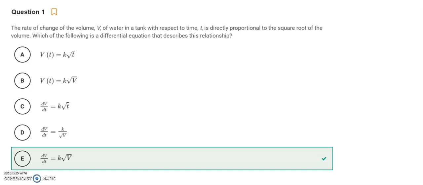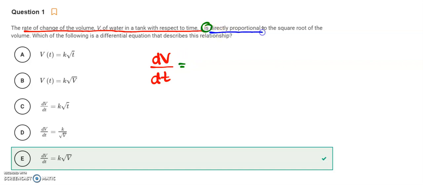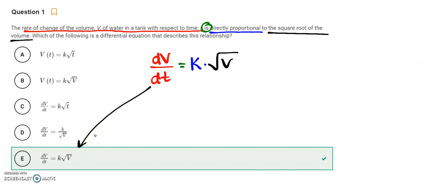But it says the rate of change of the volume. So rate of change of volume with respect to time. Well, hopefully in calculus, rate of change, you're thinking derivative of volume with respect to time is equal to directly proportional. So remember, that's where we throw in that k. And then it says the square root of the volume. All right, well, looking at that, pretty straightforward. That one's going to be E. So this is kind of like story problems earlier in your math careers where you are translating from the English words into the math sentence.